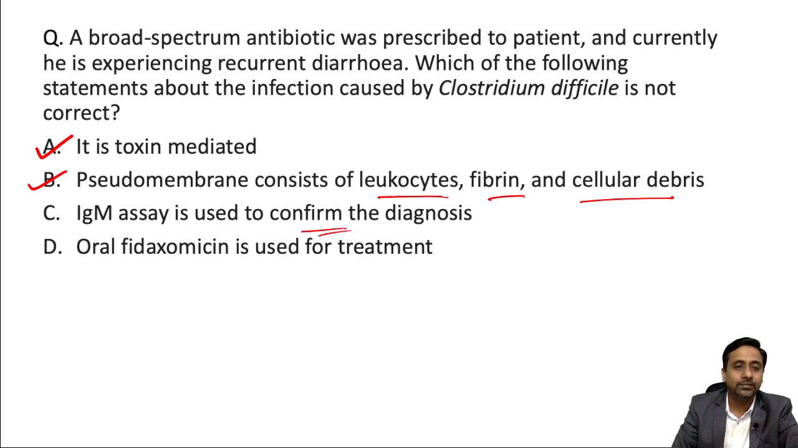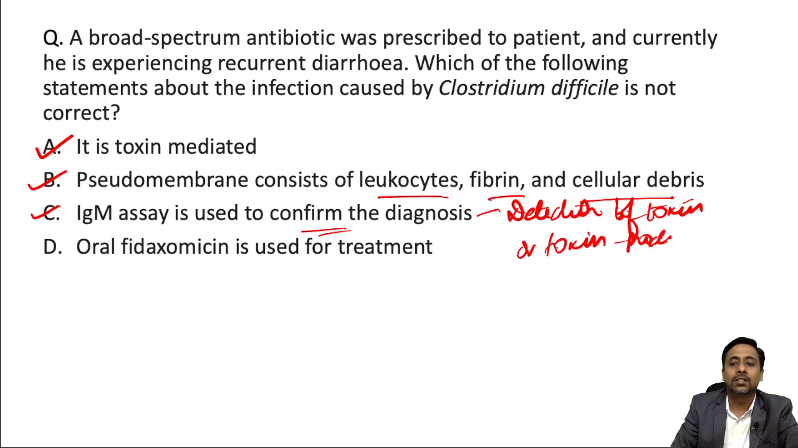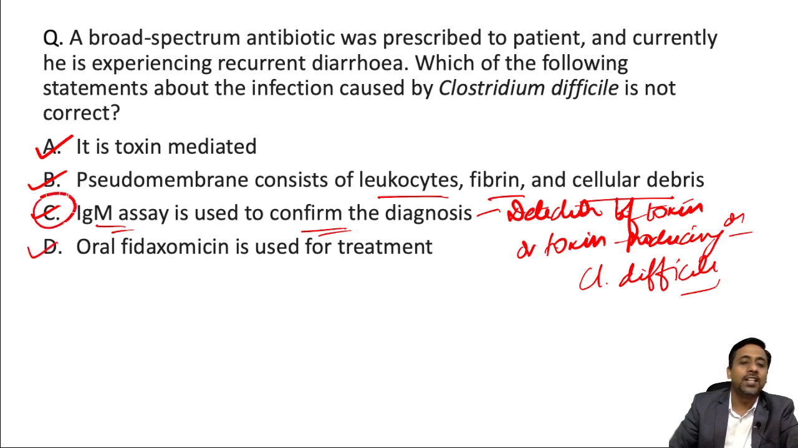IgM ELISA is used to confirm the diagnosis. No. To confirm the diagnosis, what we need to do is either detection of toxin or toxin producing Clostridium difficile. Okay. So this is for the confirmation. IgM ELISA cannot confirm the disease. And oral fidaxomicin is used for treatment. Yes, this is also correct. So the not correct option is IgM ELISA. Okay.